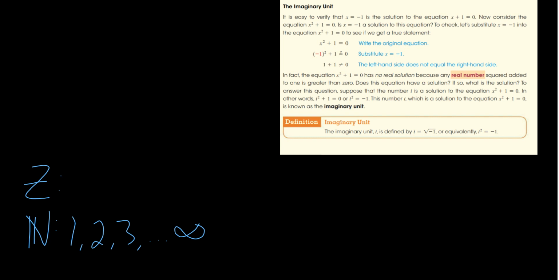Our integers are basically all the natural numbers, but also the negative of the natural numbers. And I should put negative infinity down here. Negative infinity. And then from there we would have our rational numbers.